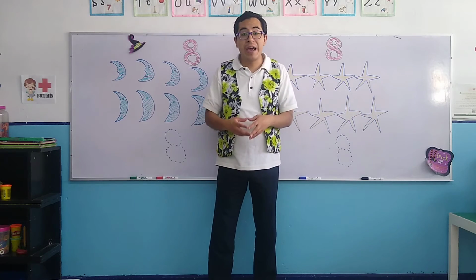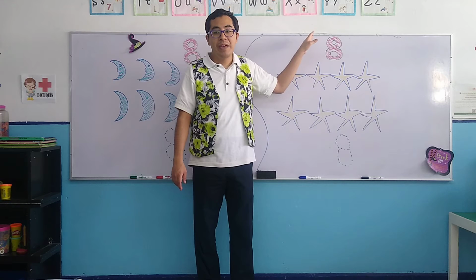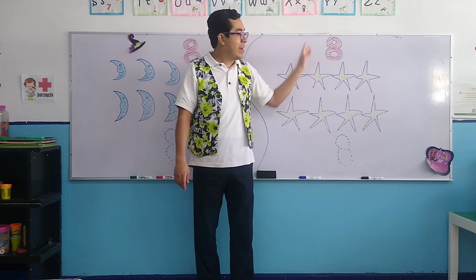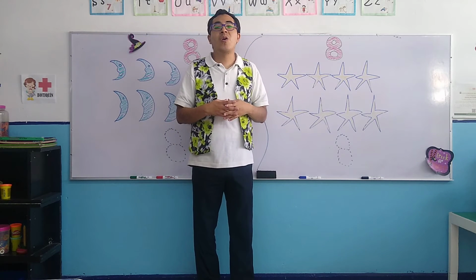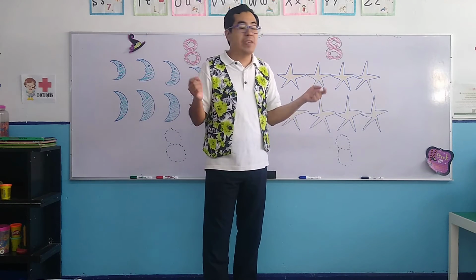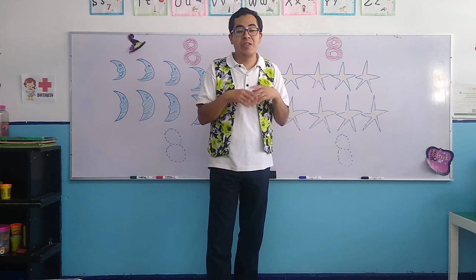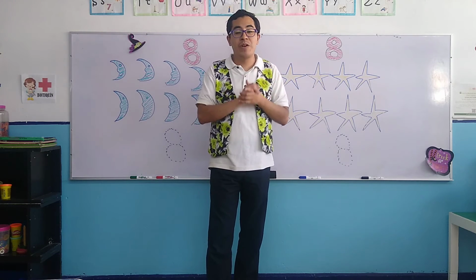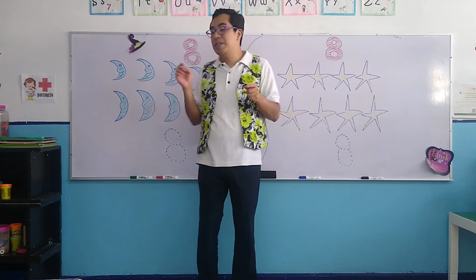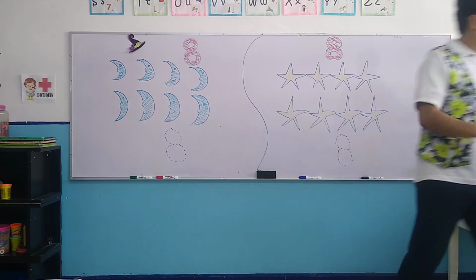1, 2, 3, 4, 5, 6, 7, and 8. They are 8 stars. So the number that appears on top of them, number 8. And the stars are color yellow, okay? But if you are painting them, and if you want to use different colors, you can use it, there is no problem.